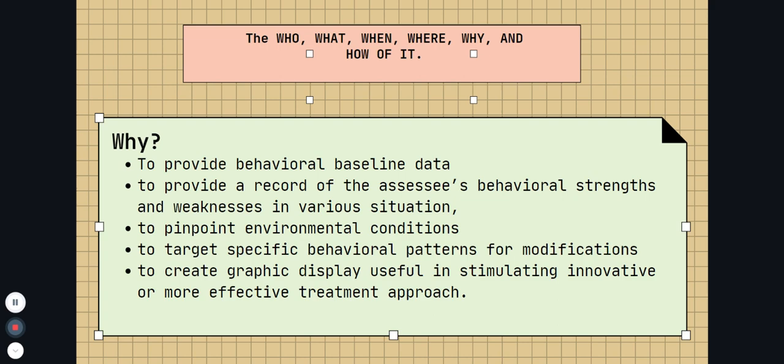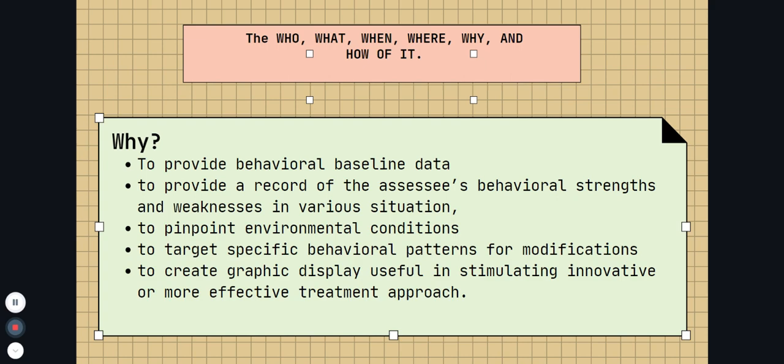Next, to provide a record of the assessee's behavioral strengths and weaknesses in various situations. So behavioral assessment is also essential to provide a record of the assessee's behavior. Say for example, if the person needs a record of your observation of him, since you take down all the notes, he can ask for a copy in various situations that he can see or read.